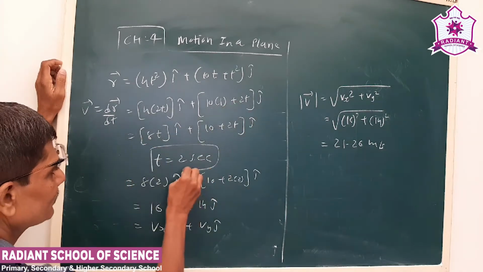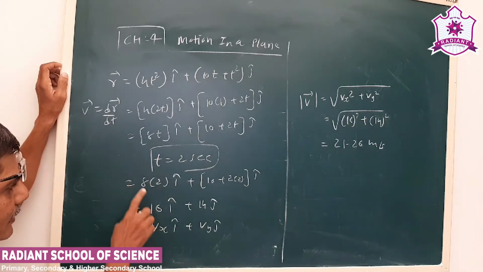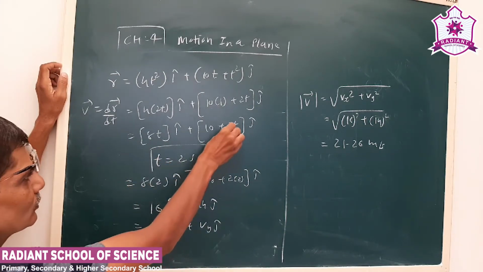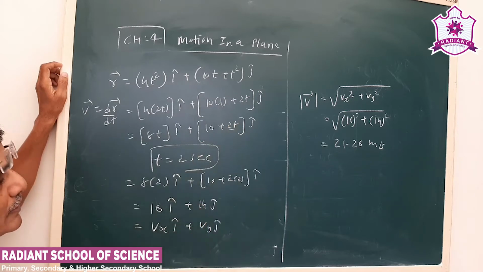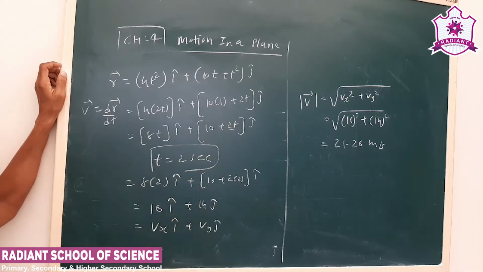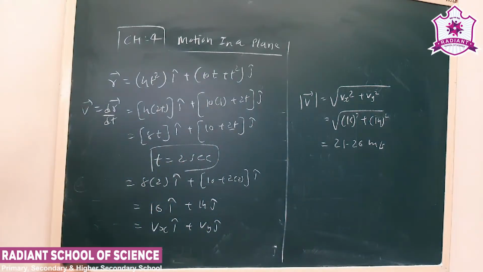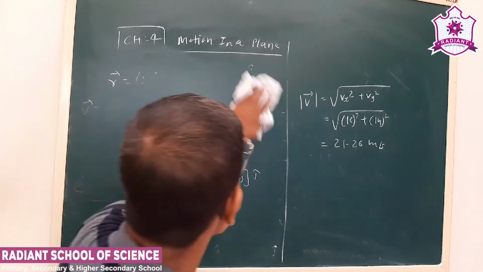Now see the time is 2 seconds that we have obtained here. Now if I substitute, 8 into 2 is 16. Now if I substitute 2 here, it will be 14 j caret. So the x component is 16 and y component is 14. So if I find out the magnitude of the velocity, I get 21.26 meter per second. So this is nothing but exercise sum number 4.21. Now see the next is exercise sum number 4.22.